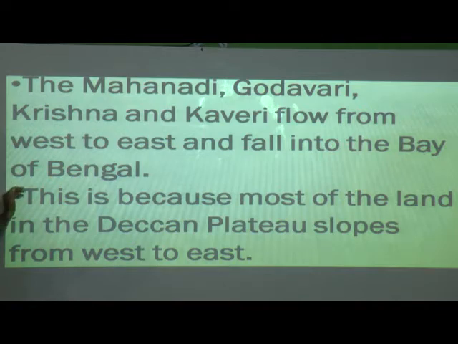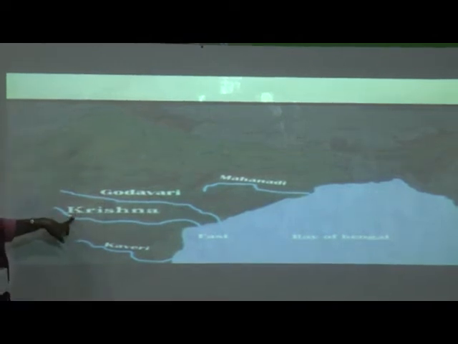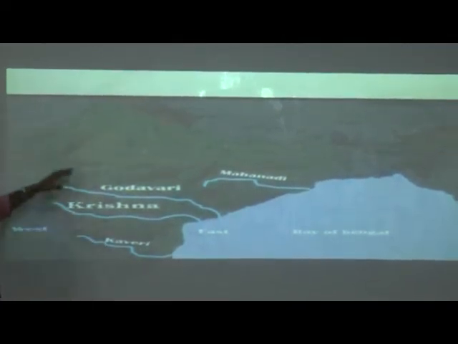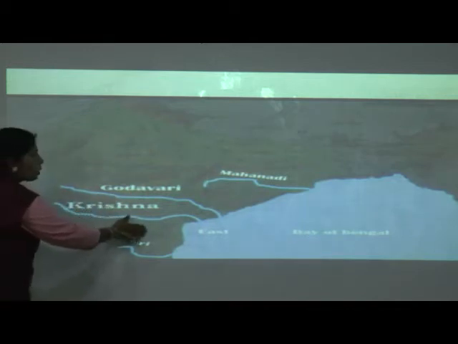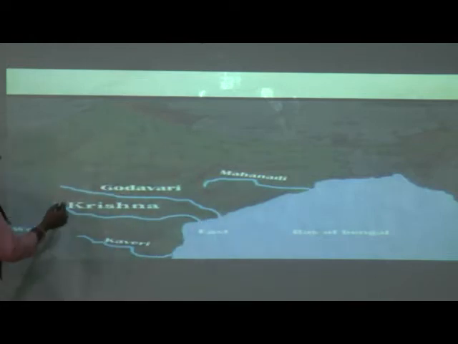This is because most of the land in the Deccan Plateau slopes from west to east. So the rivers flow from west to east. See, these are the rivers: the Mahanadi, Godavari, Krishna and Kaveri. This is the Deccan Plateau. These rivers start from the west side and go towards the east side and directly fall in the Bay of Bengal.